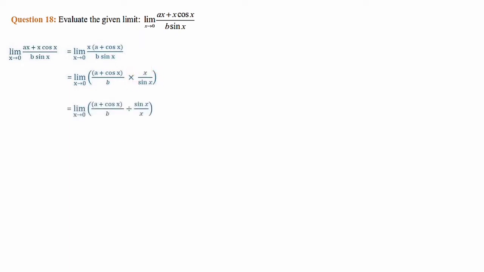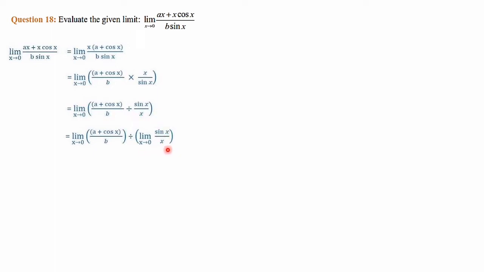That is limit x tends to 0, (a + cos x) divided by b. This multiplication we are changing to division. When you change this multiplication to division, we will be taking the reciprocal of this one. That is sin x divided by x. Now we can take the limit separately. That is limit x tends to 0 of (a + cos x) by b divided by limit x tends to 0 of sin x divided by x.